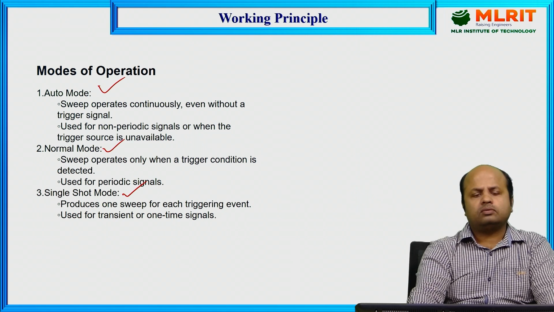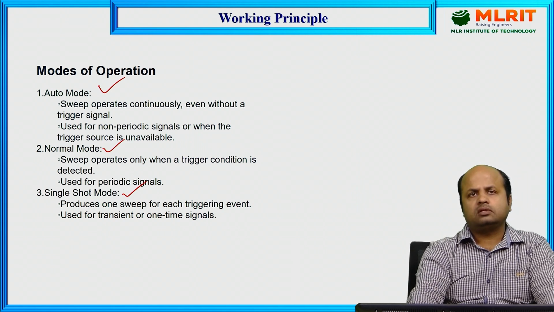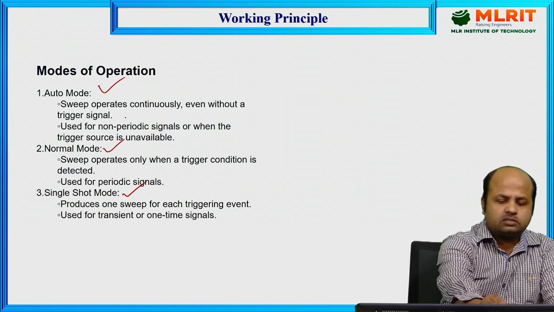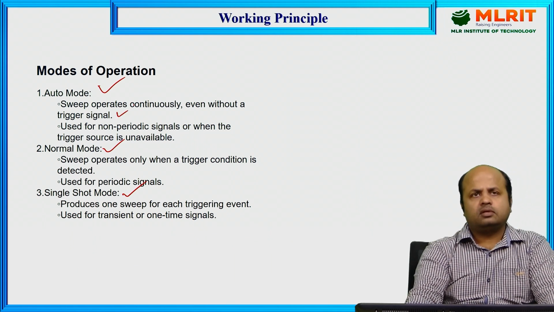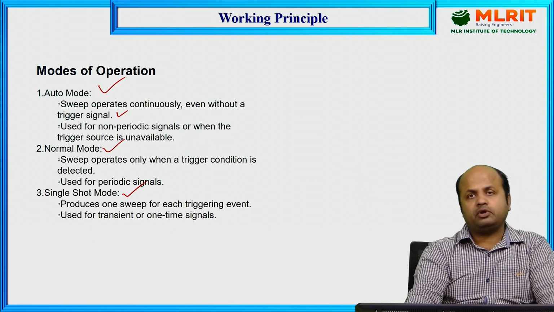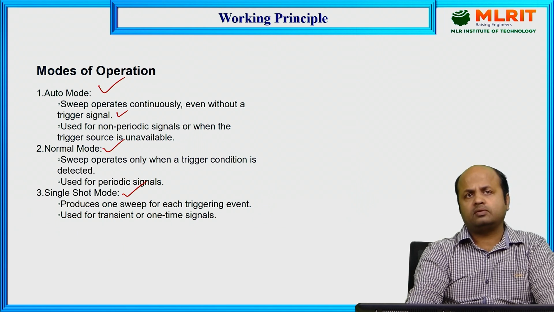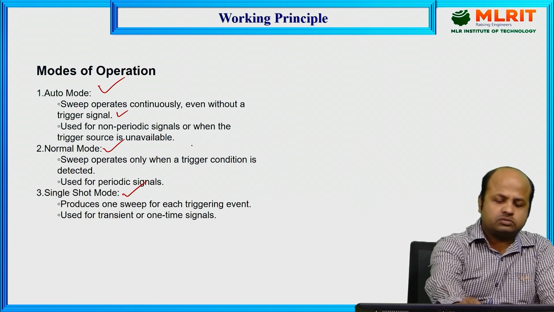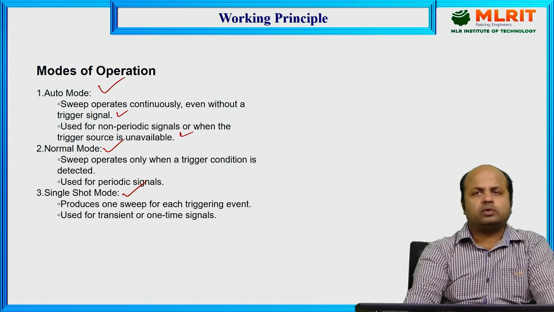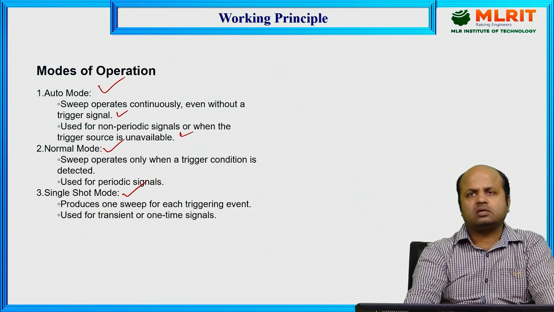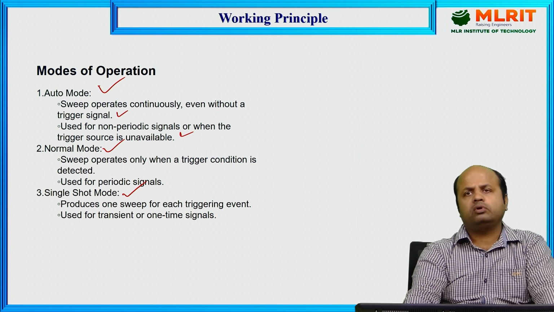In auto mode, the sweep operates continuously even without a trigger signal. It is used for non-periodic signals or when the trigger source is unavailable. Suppose you have a trigger circuitry problem or anything, we can switch to the auto mode for visualization of the waveform in the triggered sweep CRO.